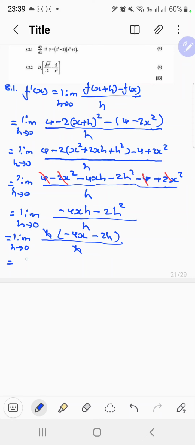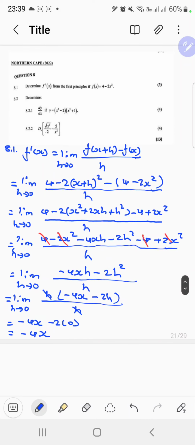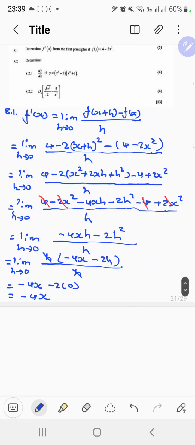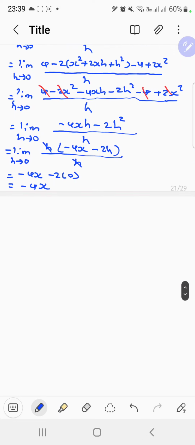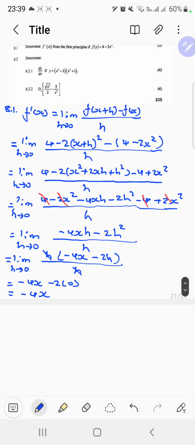Then we drop the limit. At this point we get minus 4x minus 2 into 0, which is just minus 4x. Okay, now again, you just do your power rule here. You know that this is going to be minus 4x, so this is correct. So you get your 6 marks. Okay, so next question, this is 8.2.